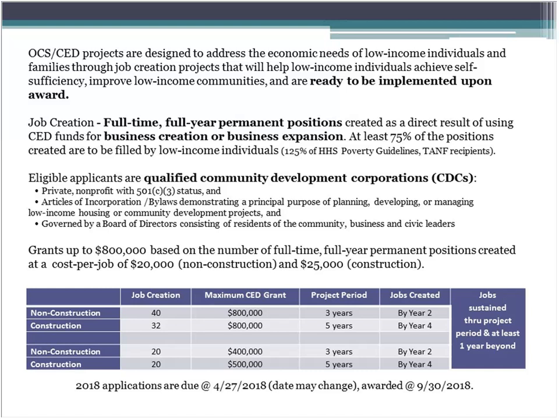Grants of up to $800,000 are based on the number of full-time, full-year permanent positions created at a cost per job of $20,000 for non-construction projects and $25,000 for construction projects. And the chart below provides two examples.